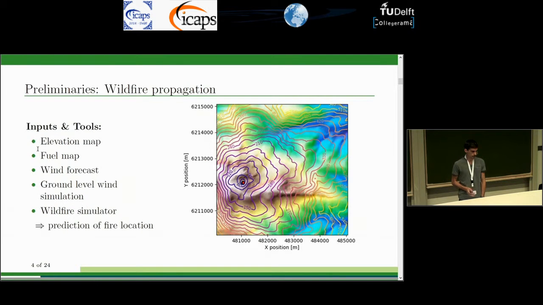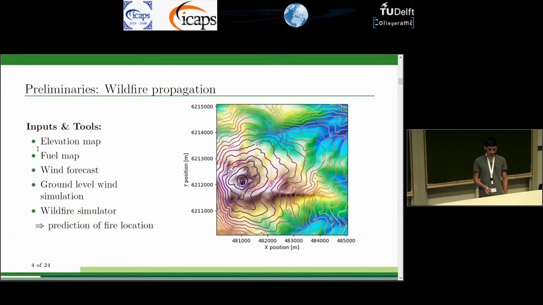So to give an idea of what we use as input to our problem before talking about planning or anything, as input we have an elevation map, a fuel map of the vegetation, and a wind forecast. We use this wind forecast to get, by simulation, the wind at the ground level, and we use this information in a fire simulator that we developed to be able to predict the fire front's evolution over time.